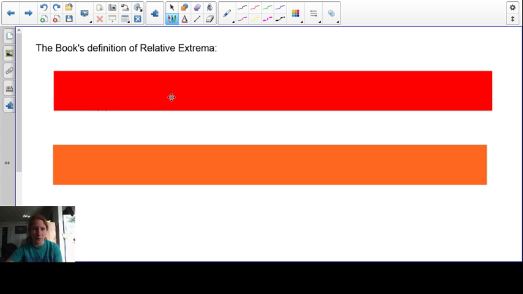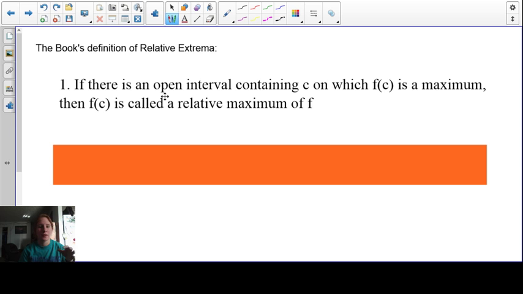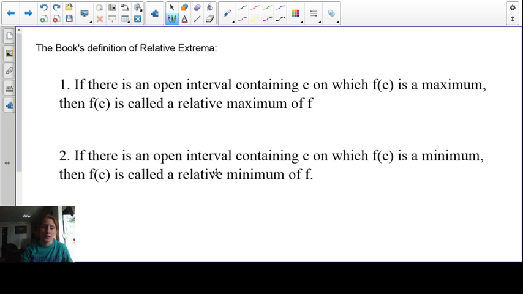Okay, that being said, we have some more stuff we're going to talk about. I'm going to give you one at a time on this one. So first thing, talking about relative extrema. If there's an open interval containing some value c, on which f of c is a maximum, then f of c is called a relative maximum. Likewise, if there's an open interval containing c where f of c is a minimum, then it's called a relative minimum.